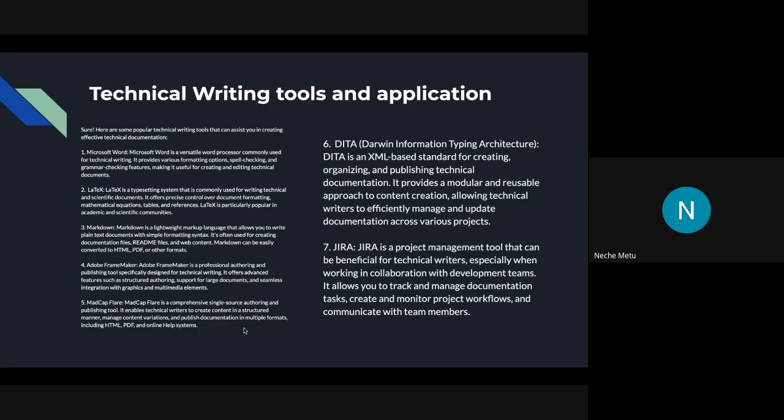Microsoft Word, we already know Microsoft Word is owned by Microsoft. A versatile word processor, commonly used for technical writing. It provides various formatting options, so you could see spell checking and all that.